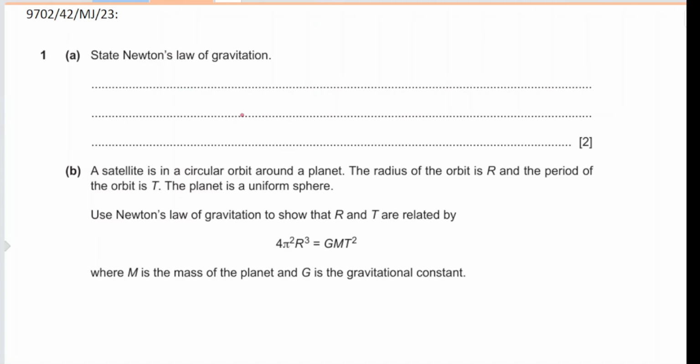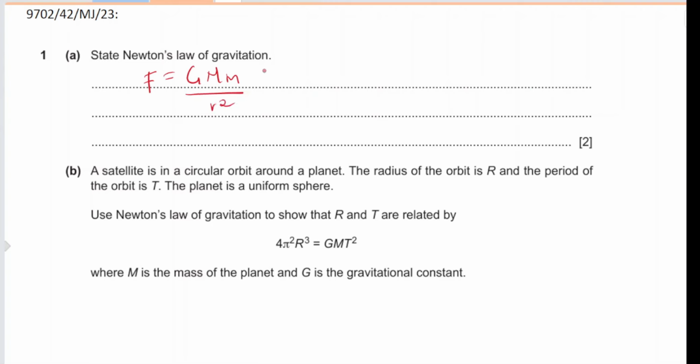This is from May, June 2023. Question 1 says that state Newton's law of gravitation. Now, usually, whenever they ask you about definitions or they ask you about laws or principles, one of the best ways to answer it is using the formula. So we know that the formula for gravitation is F equals to G M m over R square.